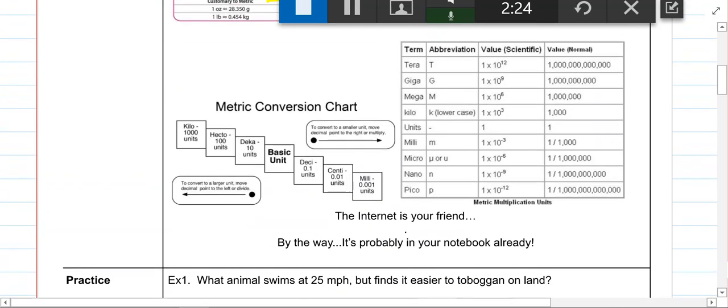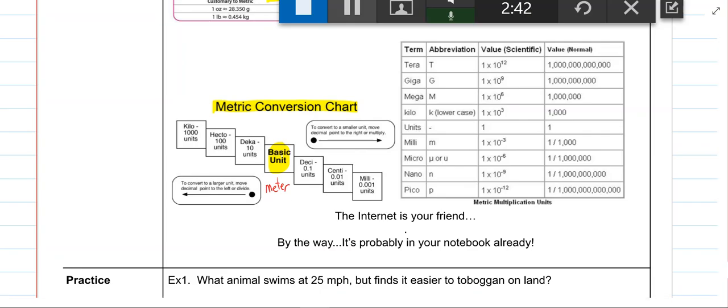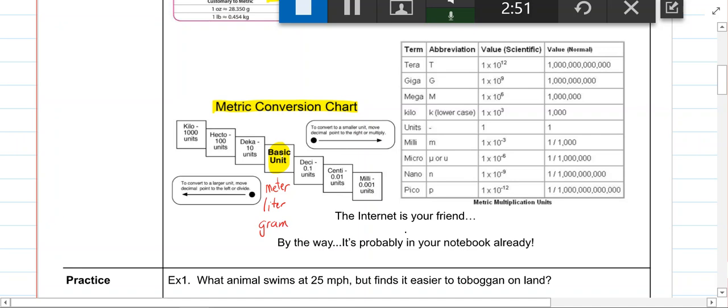The metrics conversion chart right down here, this gives you kind of a step thing. And so you have your basic unit here, and you have 3 basic units. You have meters for length, and then you have liters for capacity, and then you have grams for weight. So let's write that over here just so you know.